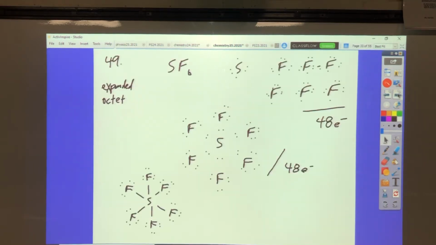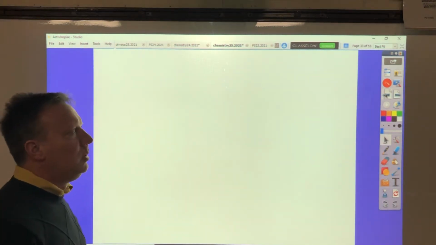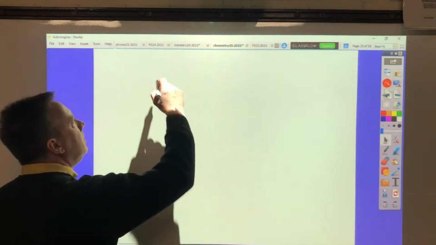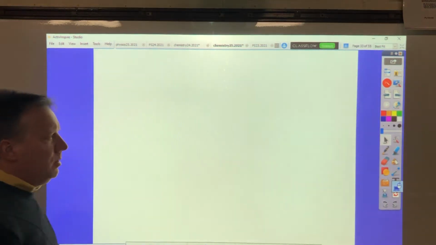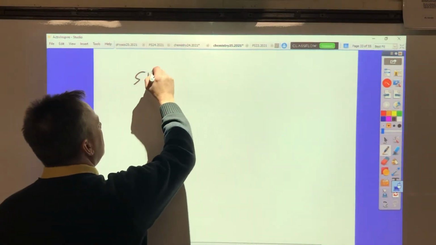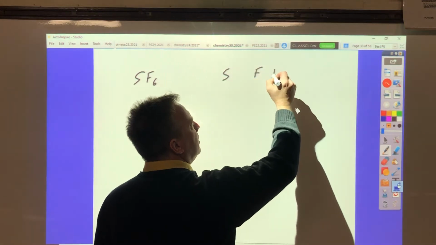And then the last one there is SF6. This one would be bipyramidal, or hexagonal, I think, in this book. Whoops, we'll deal with that later though. SF6, which means you have a sulfur and 6 fluorine.